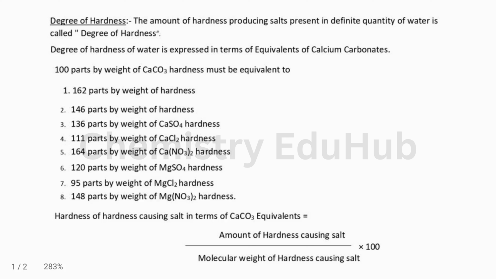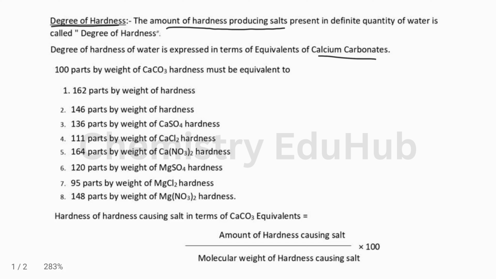Let us see the degree of hardness. Degree of hardness is nothing but, if in two places the water available is hard, the degree of hardness may vary from place to place based on the amount of hardness producing salt. Suppose in the two areas the hardness causing salt is calcium carbonate only, but if the amount of calcium carbonate is less in one area, that water is considered to be less hard, and if the calcium carbonate is more, that is considered to be more hard water.